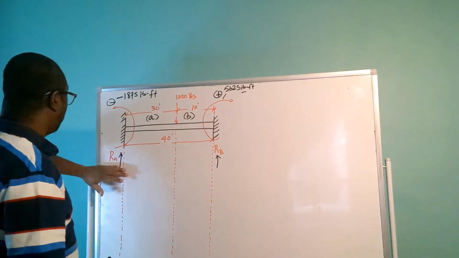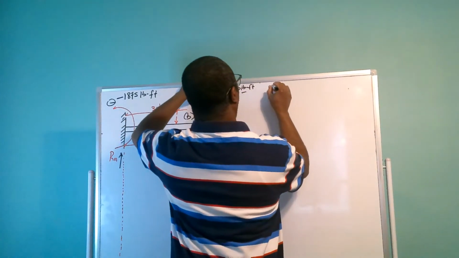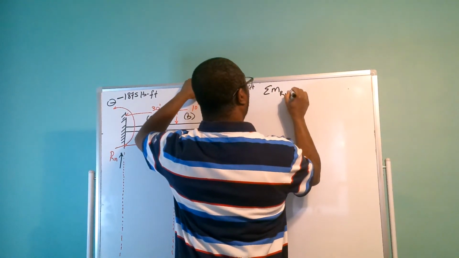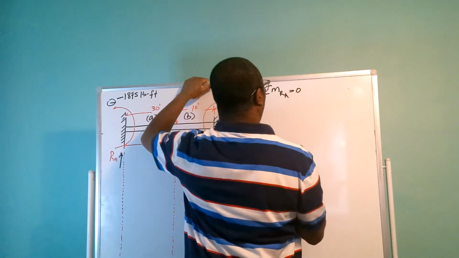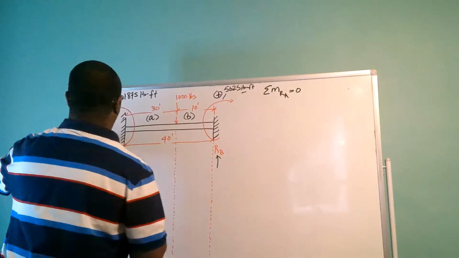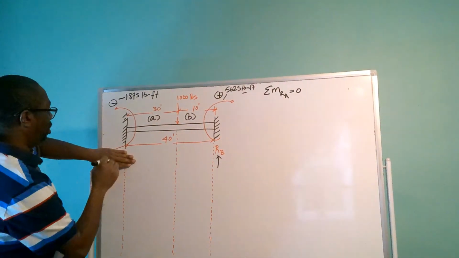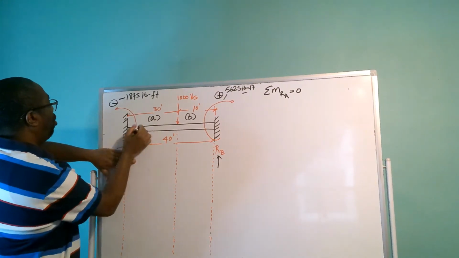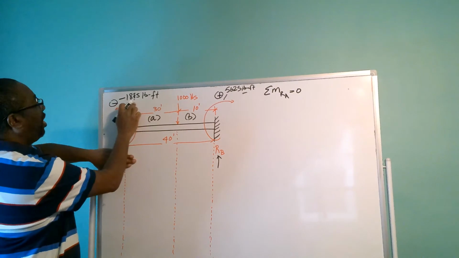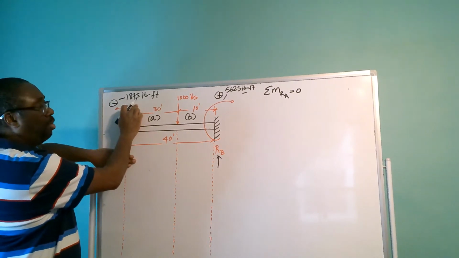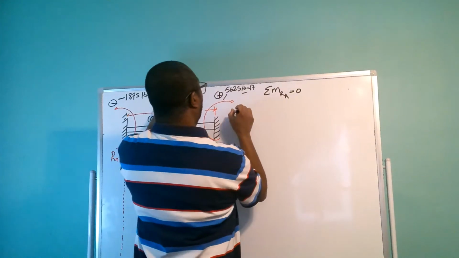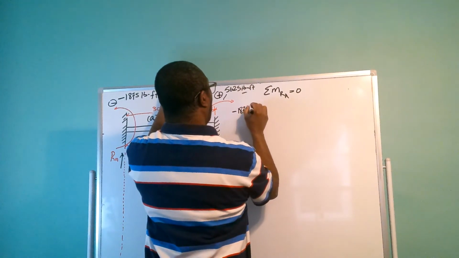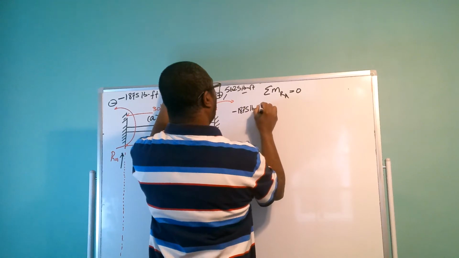So we're going to take moments at RA. So the summation of moments at RA is going to equal 0. In taking moments, the first thing we observe is we have a moment here of minus 1875 pounds-foot. So our first moment is going to be minus 1875 pounds-foot.